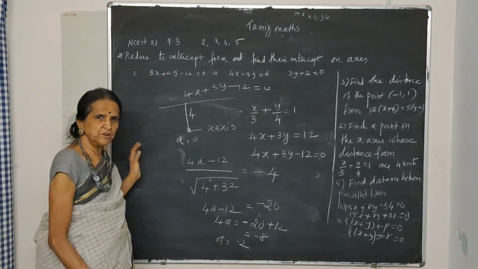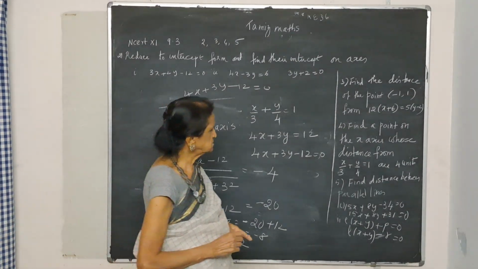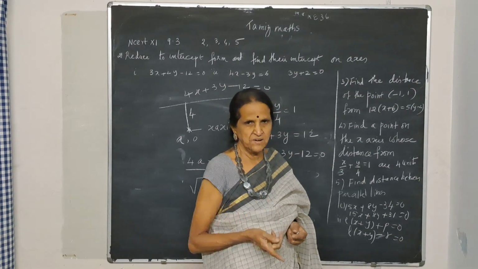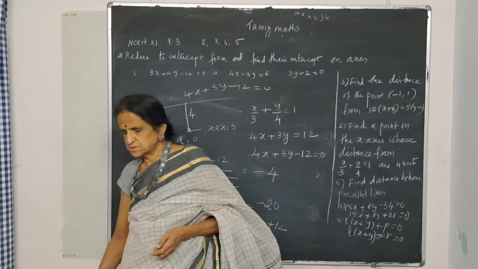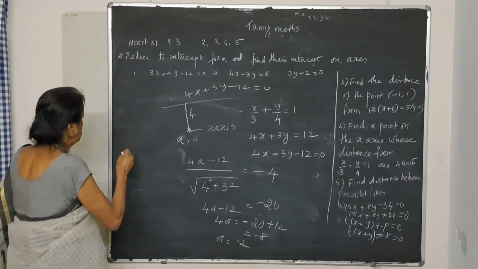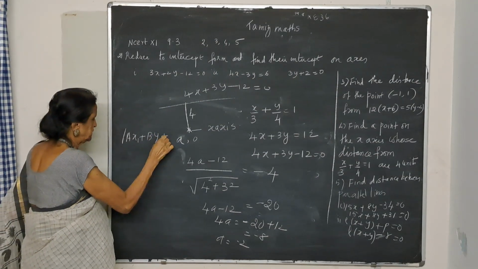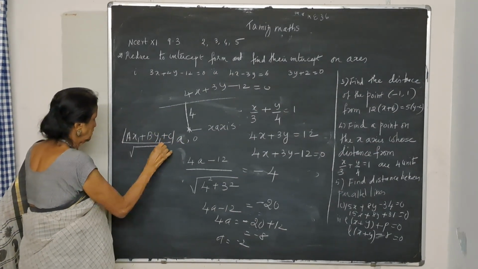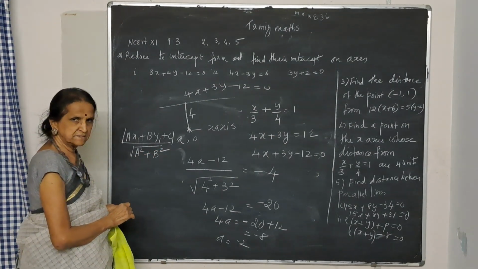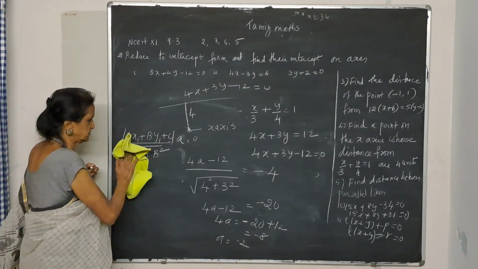So we get two values of a. The next value of a will be minus 2. You have to give both the values, otherwise one value will be missed, because it is a modulus. You will find books put it like this: modulus of a x1 plus b y1 plus c by root of a square plus b square. This will be the perpendicular distance. That is to say it is always positive, so if this goes negative, take the modulus of that.